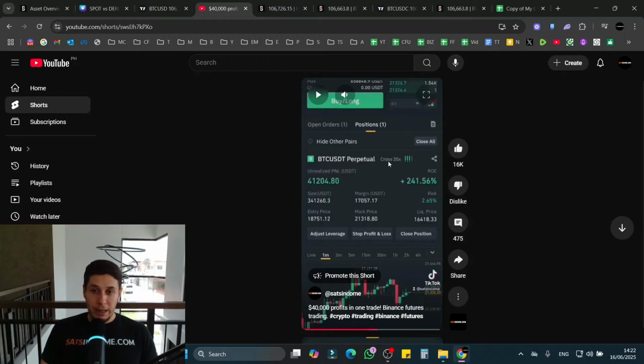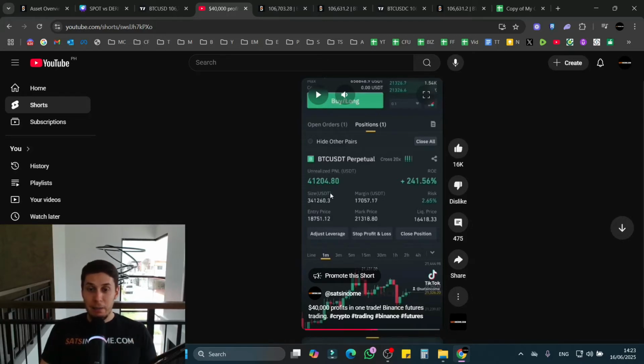To get an idea of what this means, we have to go down here and look at the size of the trade and also the margin. So the size is the amount of money that is in this trade, while the margin right here is the amount of my own money that is in this trade. And there is a difference here, right? So this is my own money, $17,000. This is the total amount of money that I put into this trade.